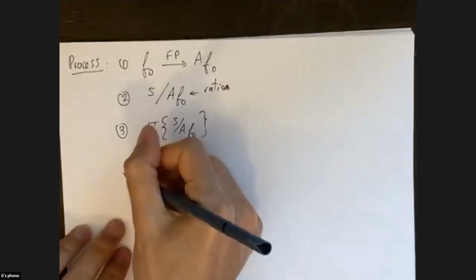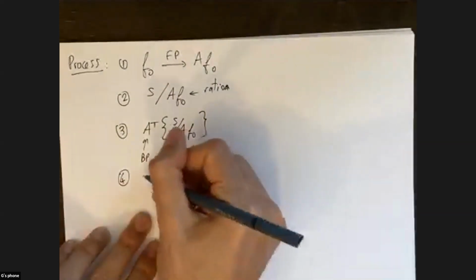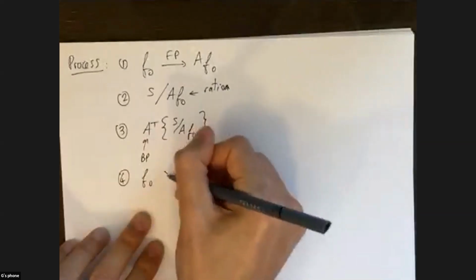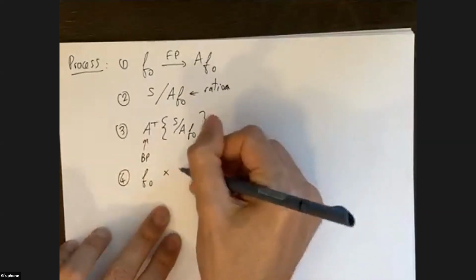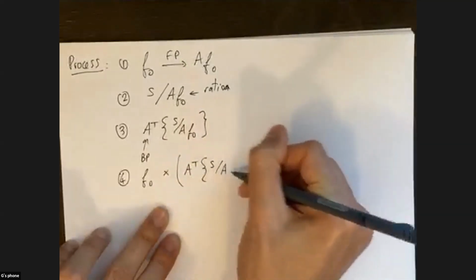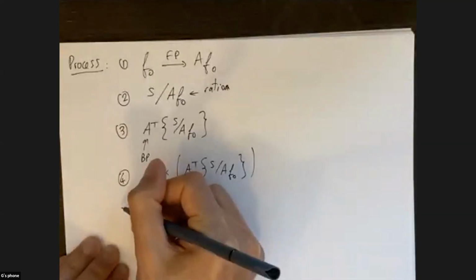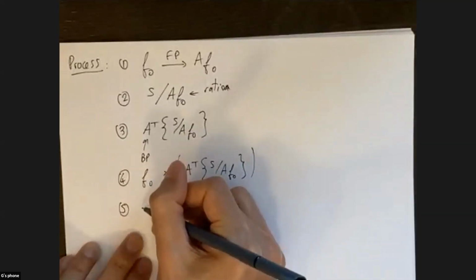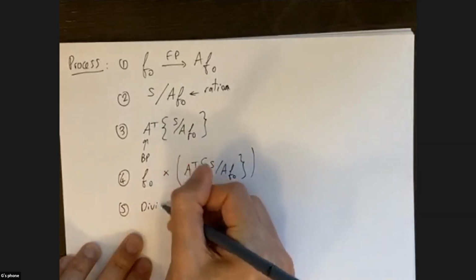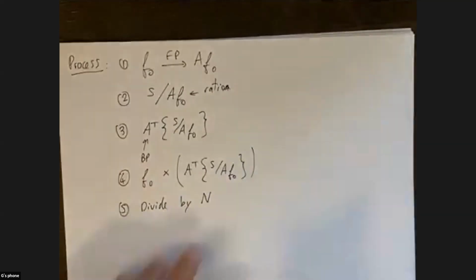Number 4 is to apply this correction to the previous image estimate. So take F0 and then multiply by A transpose S over A F0. And then the last term is to divide by n. So that's normalization. So that's essentially the 5 steps that are done.